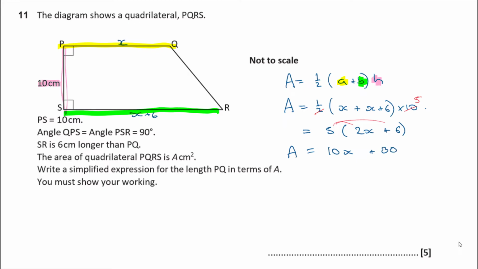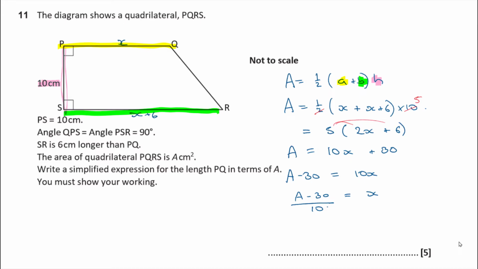Now, I want to have this as an expression for PQ. Remember, PQ is the length x, so I want to make x the subject of this, basically. So I'm going to move everything to the other side, so it's got x is equal to. So taking the 30 away first, A minus 30 is equal to 10x. And then dividing through by 10, I'm going to get x is equal to (A minus 30) over 10.